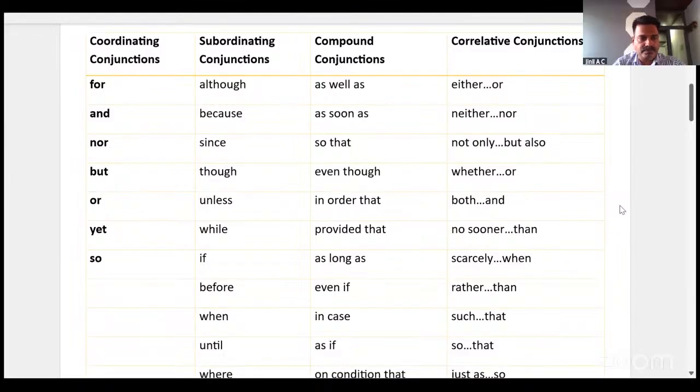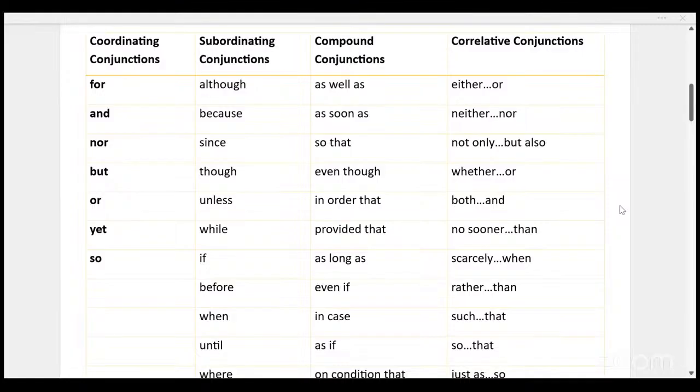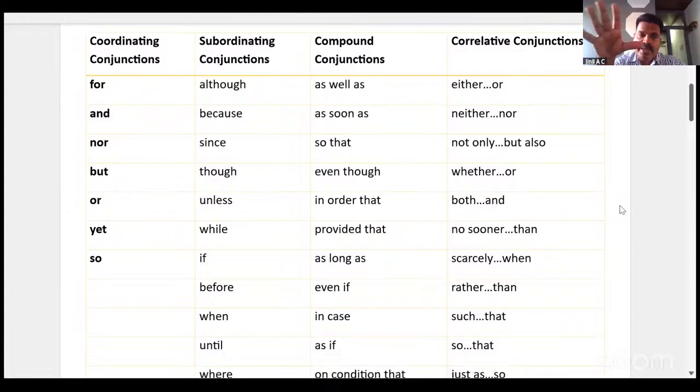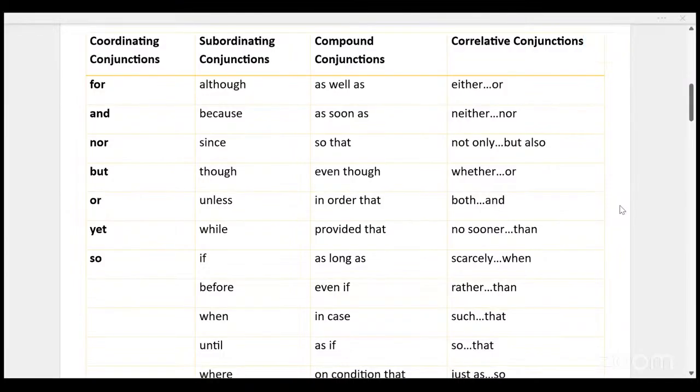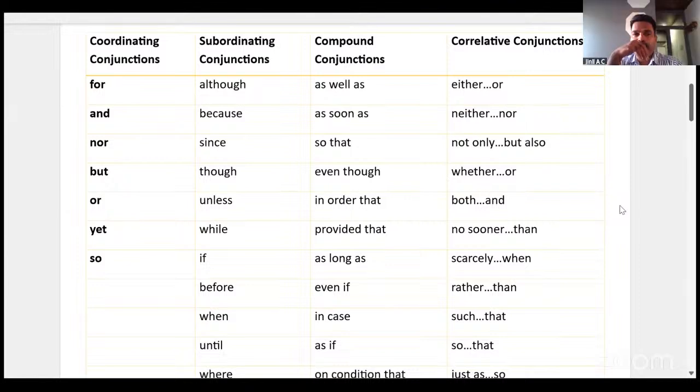So which are the four types of conjunctions, Madam Sarla? Can you tell me? Either, or, neither, nor. They are all correlative conjunctions. I was just asking you what the four types of conjunctions are. Coordinating conjunctions, subordinating conjunctions, compound conjunctions, and correlative conjunctions.